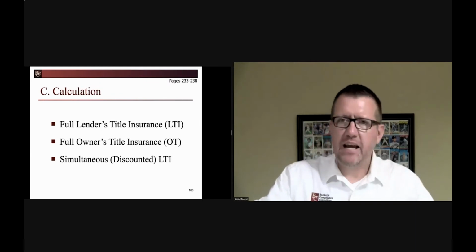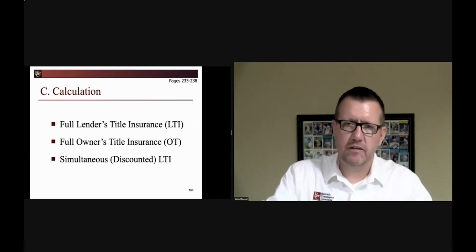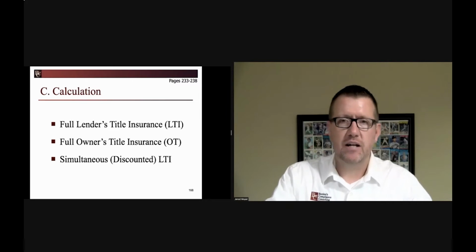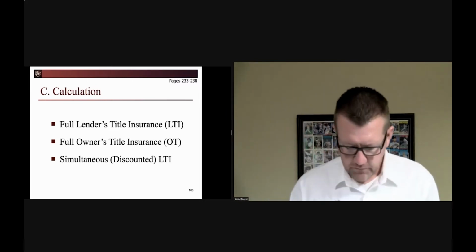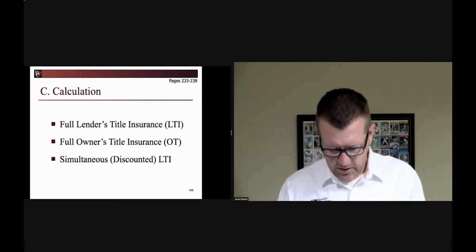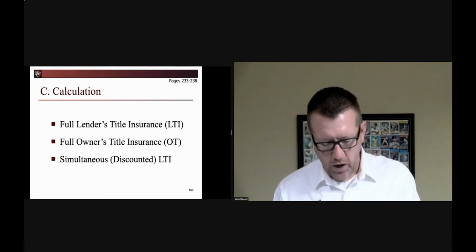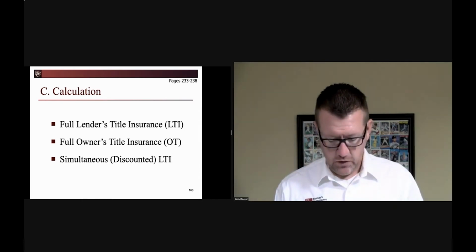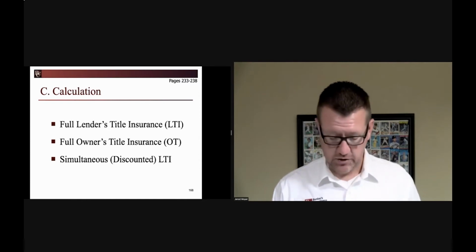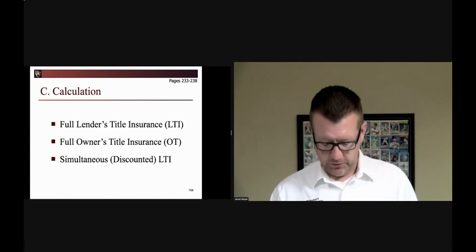So the CFPB gave us some guidance relative to owner's and lender's title insurance on top of what the reg states, beginning on page 233. And so the examples go like this. Page 233, example 1 underneath number 2, at the bottom of the page: when there's going to be no owner's title insurance, they only want you to disclose lender's title insurance. And so that's a pretty straightforward example.